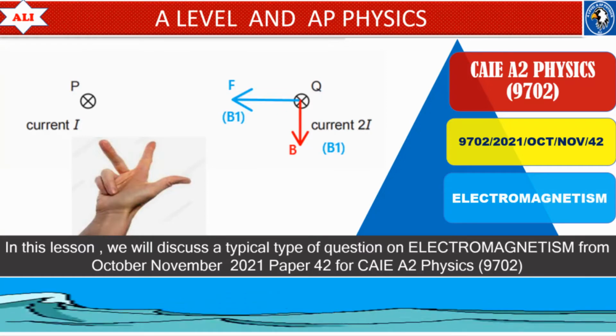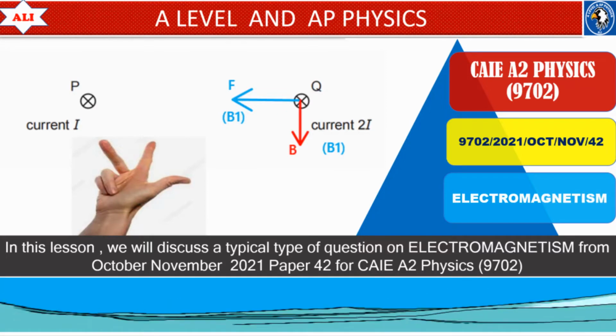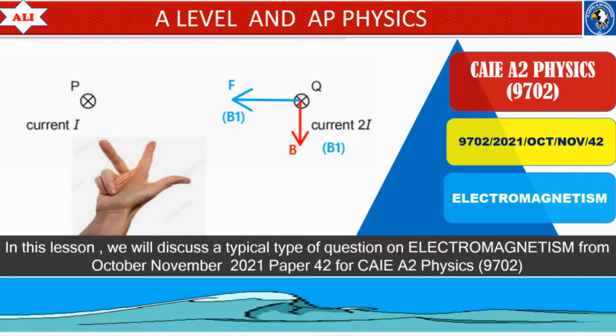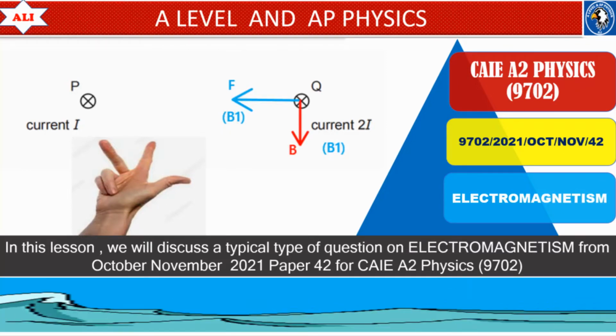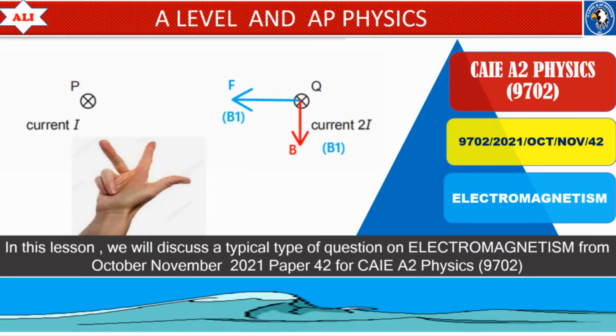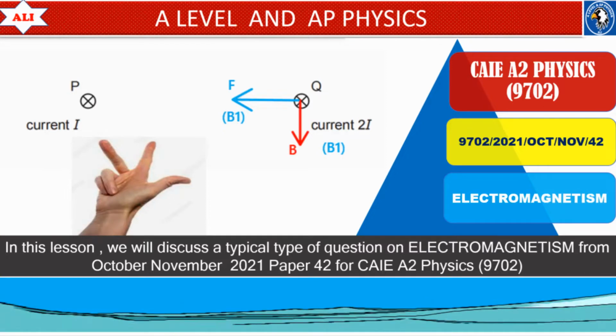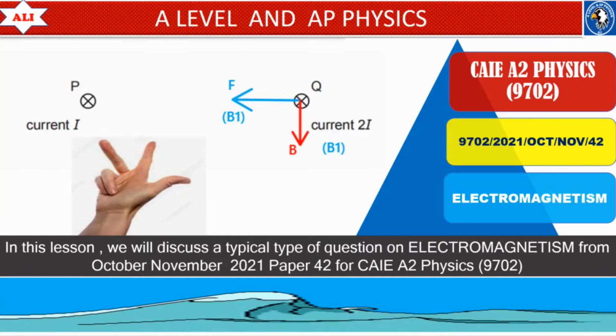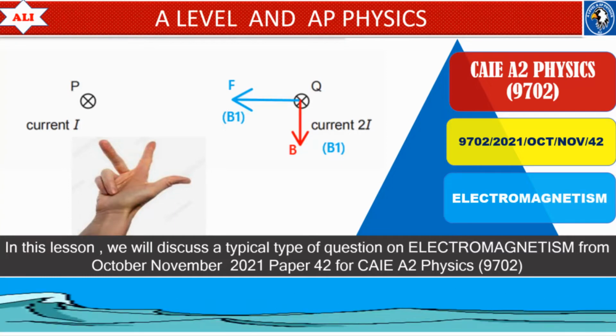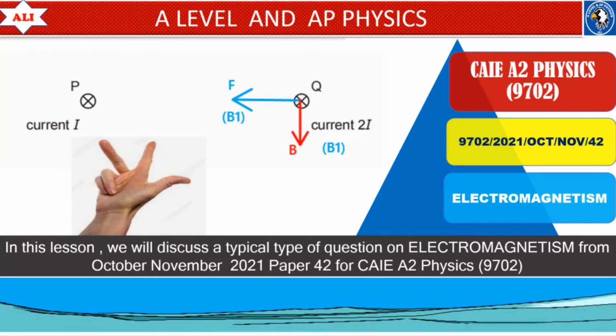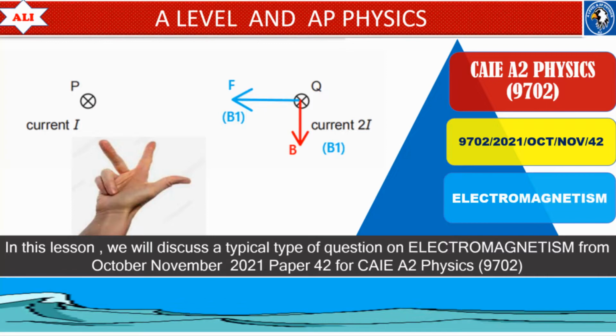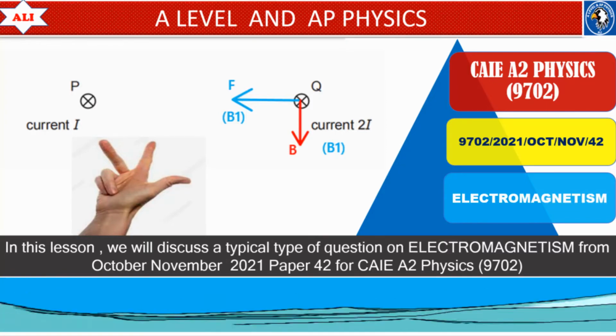Then we will talk about forces acting between two wires when current is flowing in the wires in the same direction. We will calculate the force acting on one of the wires, and then we will compare the forces acting on the two wires. So we will discuss some very important concepts about electromagnetism in today's lesson. So listen carefully and try to improve your understanding of electromagnetism.